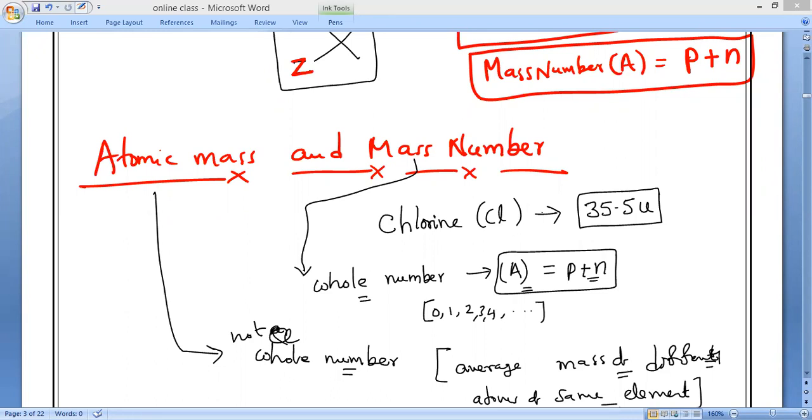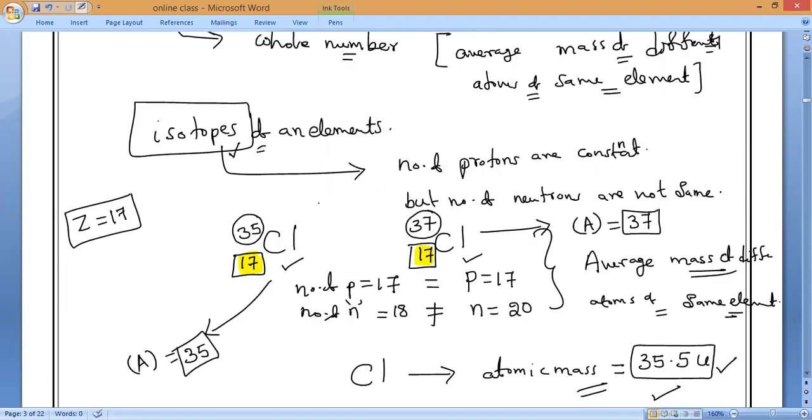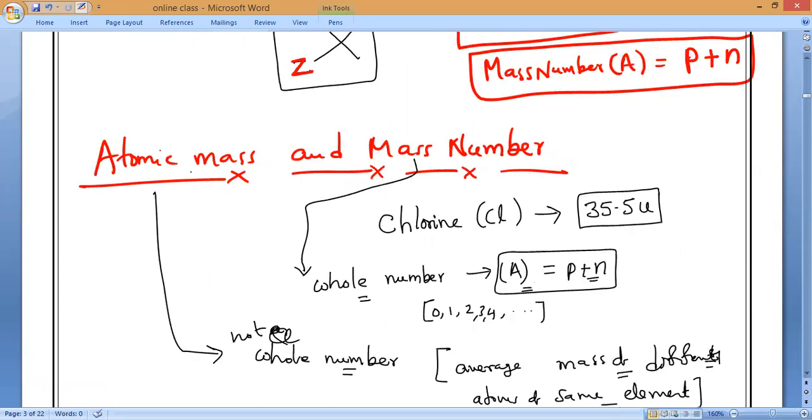Please remember. For example, chlorine's atomic mass is 35.5. What is the mass number of this one? Mass number 35. And here, mass number 37. So mass number is a whole number, but atomic mass is not a whole number. It is the average mass. That is what you have to remember. So this is the exact difference between atomic mass and mass number. Hope all of you are clear.